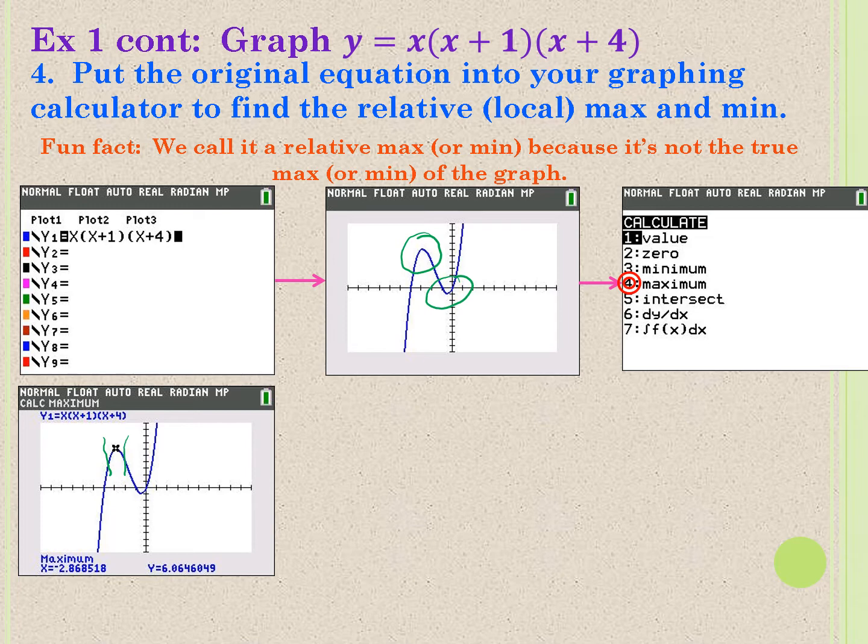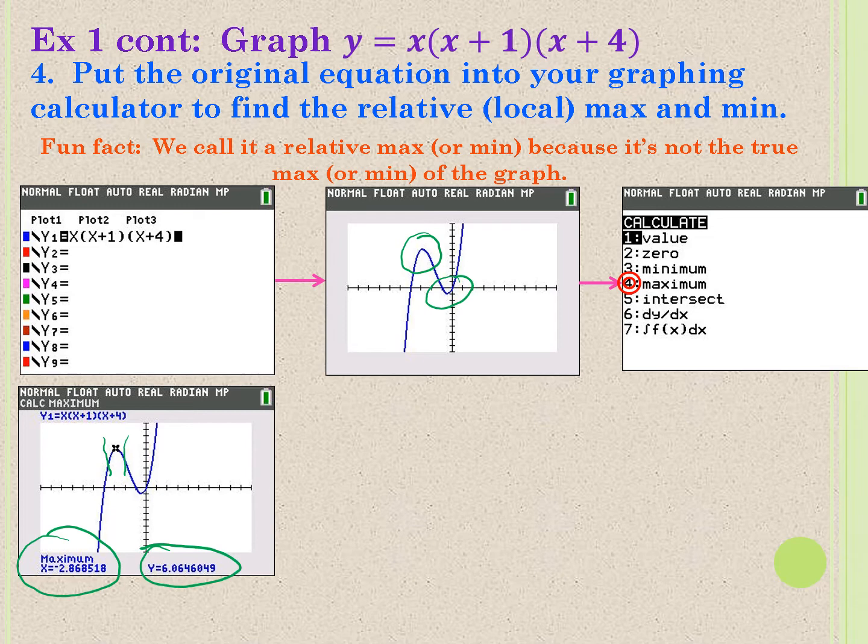Then it's going to ask you, do you want to take a guess? Nobody's got time for guessing. We are way too busy and way too important to be guessing on anything. So let's let the calculator do the work. We just hit enter because we don't care about the guess. And then it will give you the maximum right down here. So here is the coordinate point of your maximum.